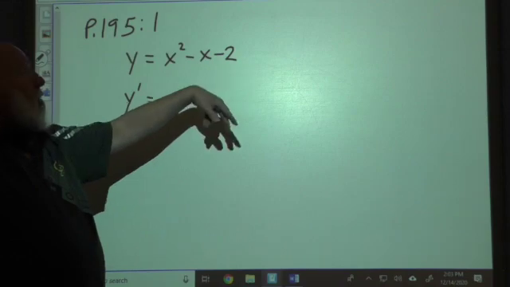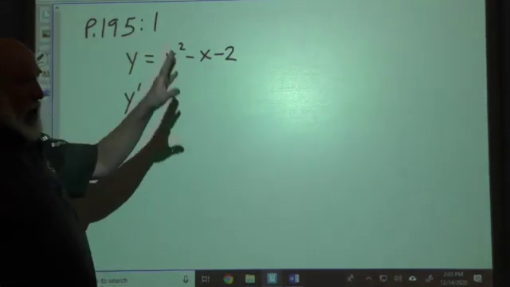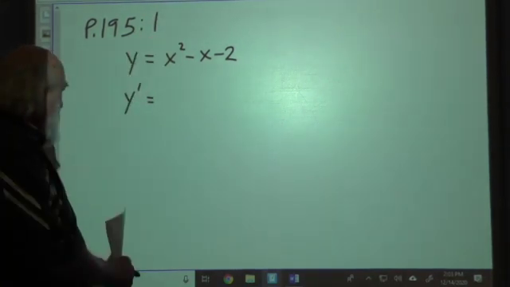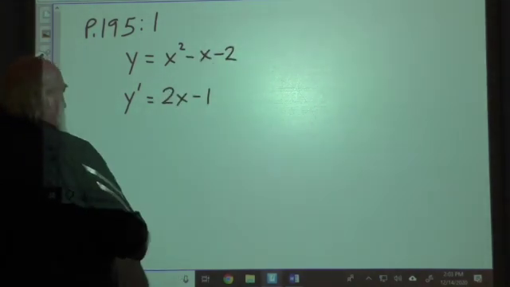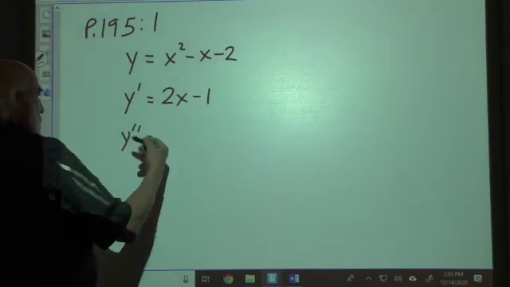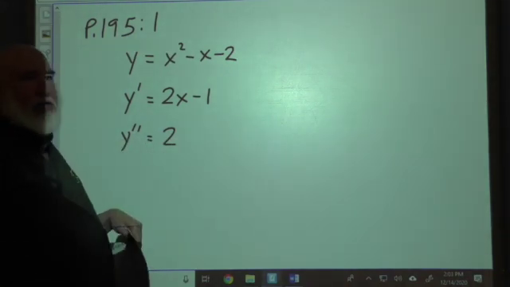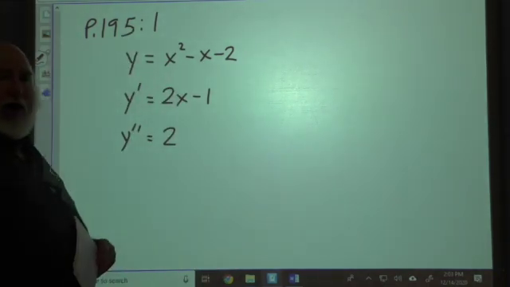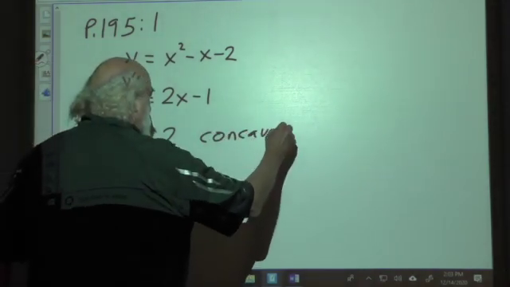There's no square on the y, but there is a square on the x, so you know it's going to go up or down because you have a single y and a squared x. You take the derivative and get 2x minus 1. Then we take the second derivative, the derivative of the first derivative, which is just 2. The fact that it's positive means it's going to be strictly a concave upward graph. So this is concave up.